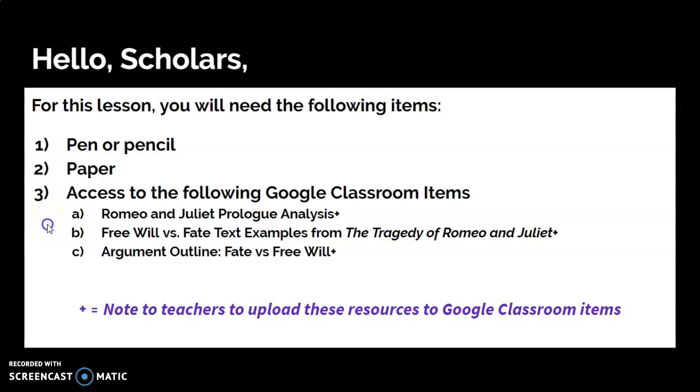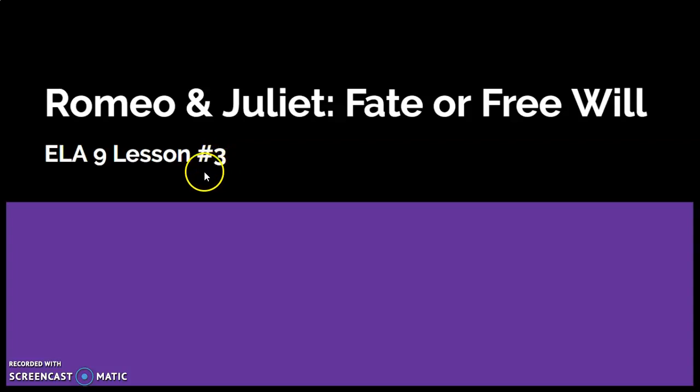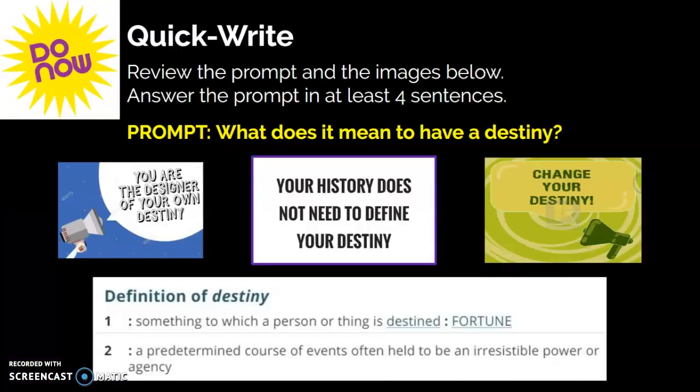All right, moving forward. Lesson 3 brings the ideas we found in the plot of Romeo and Juliet into an argument of fate or free will. We're really getting into that essential question of the unit. And so let's move on with a little do now.